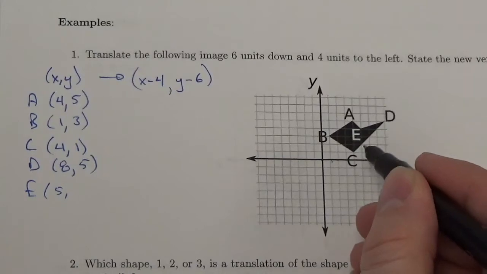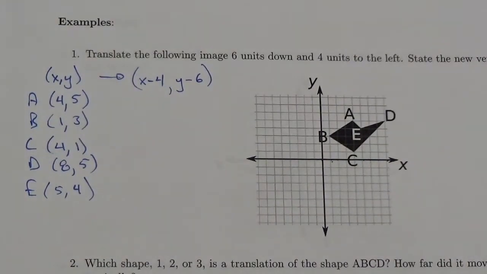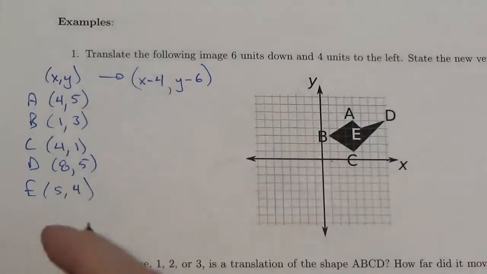And then 1, 2, 3, 4. Okay, so those are our points. Now what we're going to do is translate that over. The easiest way to do that is to find the coordinates first and then plot them.